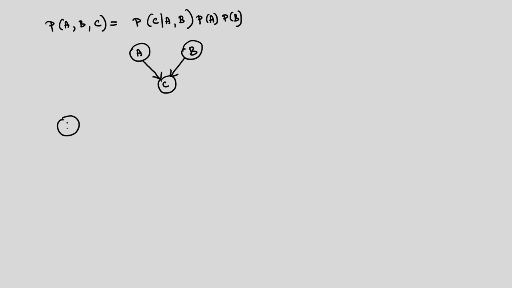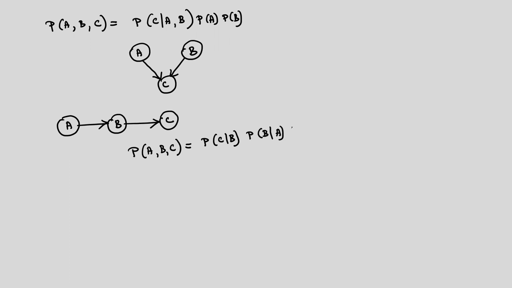Suppose let us consider another graph A, B and C, and you can see the dependency. The dependency is represented like this. Corresponding to this, probability of A, B, C I can write like this: probability of C given B, and B depends on A, and the probability of A is independent. So, you can see C depends on the previous variable, which is B, and B also depends on A. So, this type of dependence is called the Markov dependence. So, this is one example.